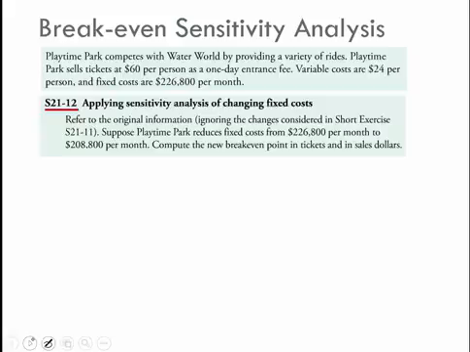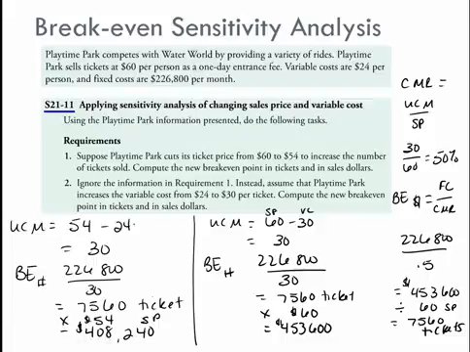The next one, we're going to take that same information, and now instead of changing the selling price or the variable cost, we are going to change the fixed costs. So they found a way to reduce their fixed cost to $208 per month. Let me go back to this one a second. In each of these, before any changes, my unit contribution was 36, and my break even in tickets was 6,300.